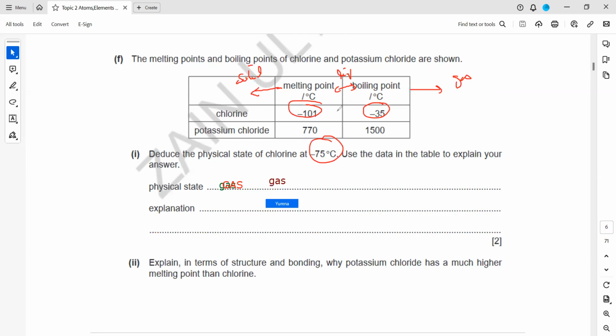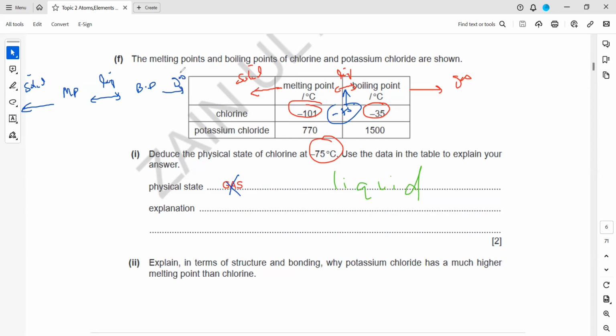So where do we get minus 75? The minus 75 will be between the melting and the boiling point, so this substance will be liquid. It won't be a gas. How to identify the state of a substance? Before its melting point, the substance is solid. Between the melting and the boiling point, the substance is liquid. And after the boiling point, the substance is a gas.